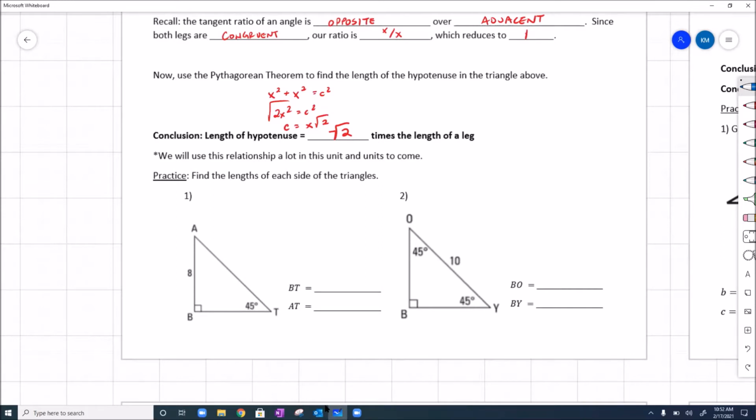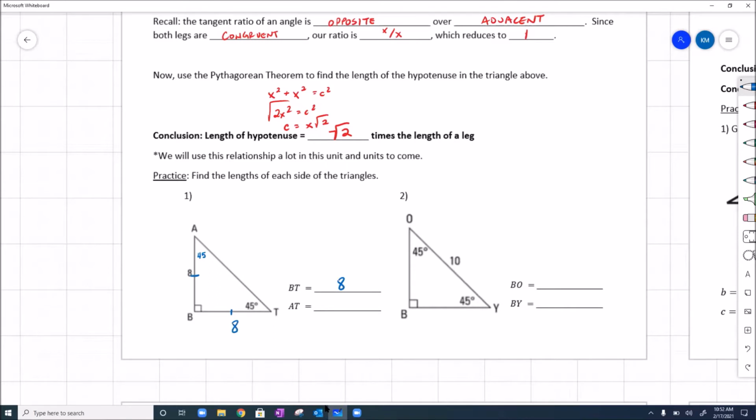So number 1, they tell us that this angle is 45. So we can help ourselves out if we need that extra affirmation that this is a 45, 45, 90 triangle. They're asking us to find BT. These are the legs of our isosceles right triangle. So BT should be the same as AB, which is 8.